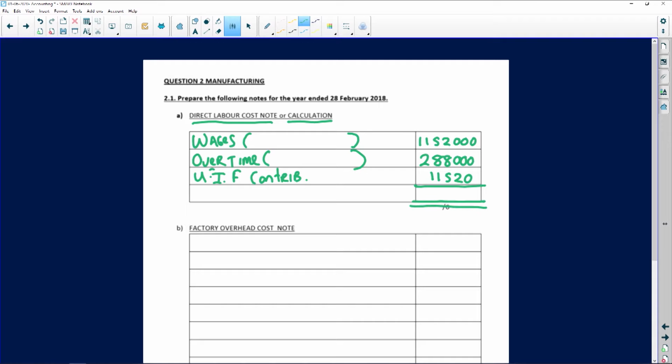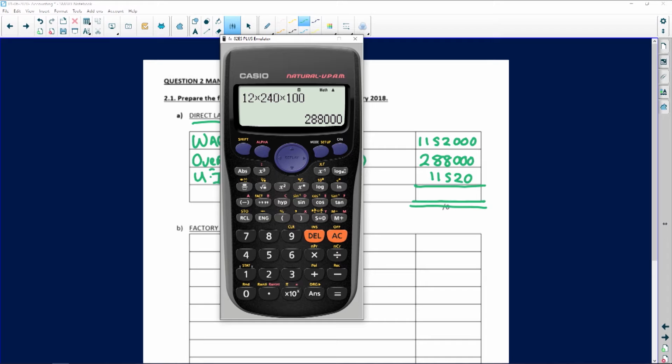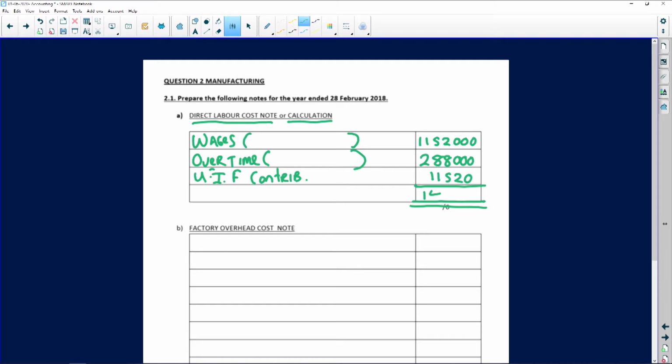Okay, right, all we've got to do now is total. So in total, our direct labor cost for this financial year, we're simply adding up, guys. So plus 1,152,000, that was our wages, plus the 11,520, which was the UIF contribution. So our total direct labor cost, an amount of 1,451,520. Okay, right, 6 marks for something like this. Not difficult, grade 12s. Okay, not difficult at all.